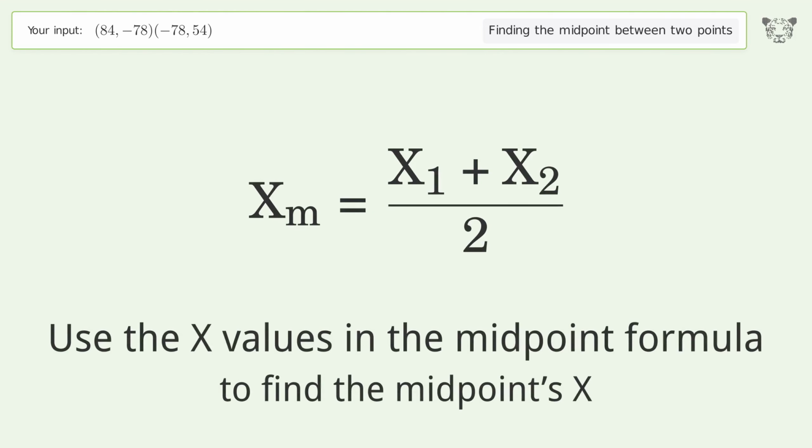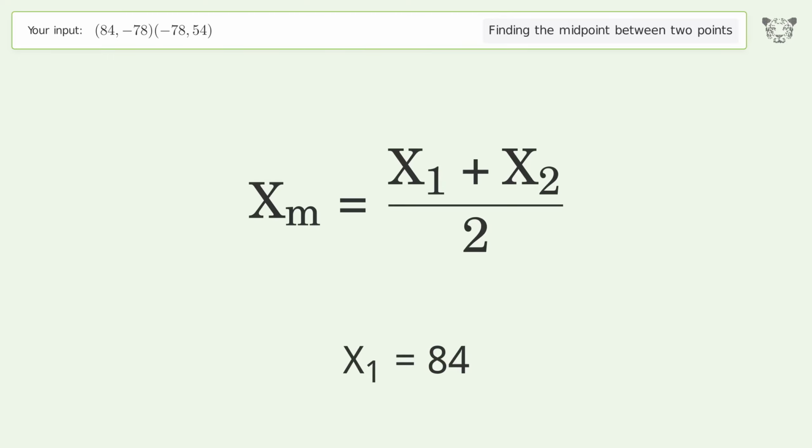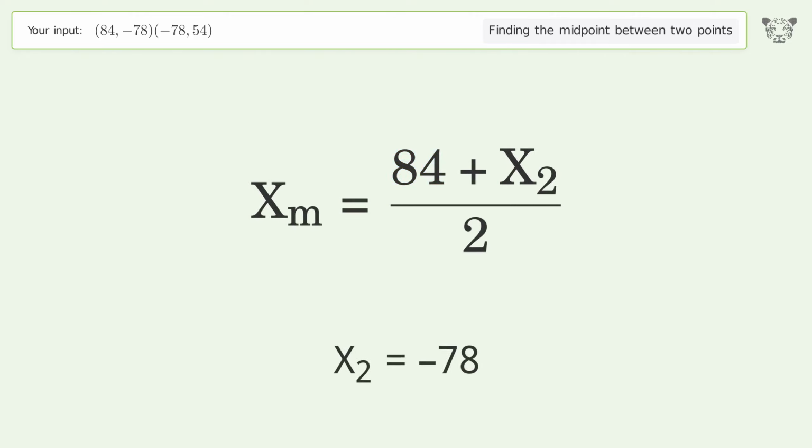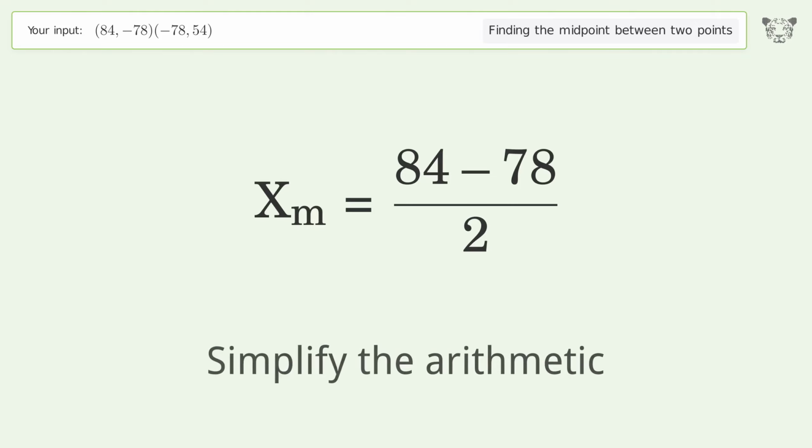Use the x values in the midpoint formula to find the midpoints x. x1 equals 84. x2 equals -78. Simplify the arithmetic.